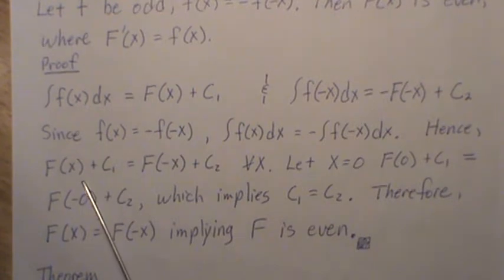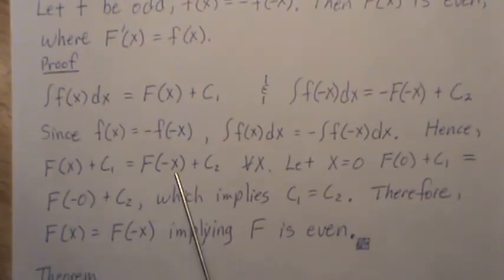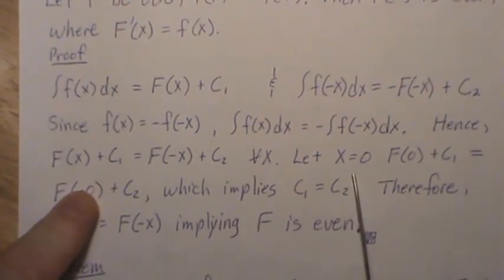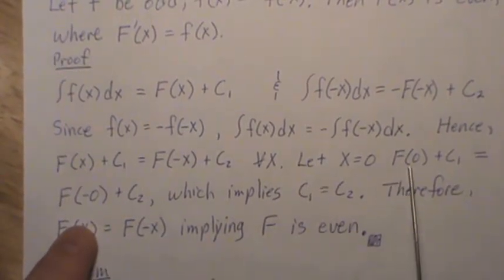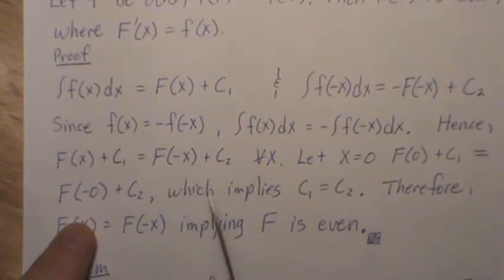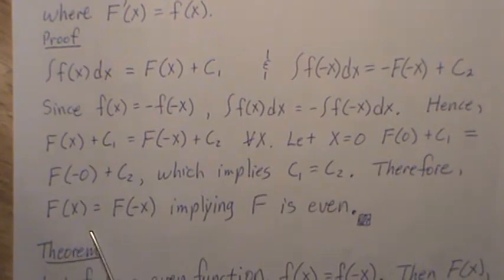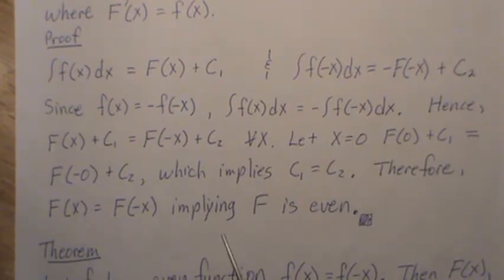And hence that says that capital F of x plus C1 is equal to capital F of minus x plus C2. And this is for all x. So let's let x equal 0, and let's plug it in here and here. But f of 0 is 0, so that implies that C1 and C2 are equal. Therefore, capital F of x is equal to capital F of minus x, which implies that F is even.